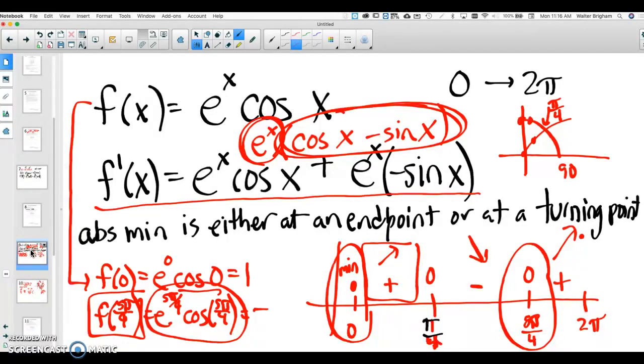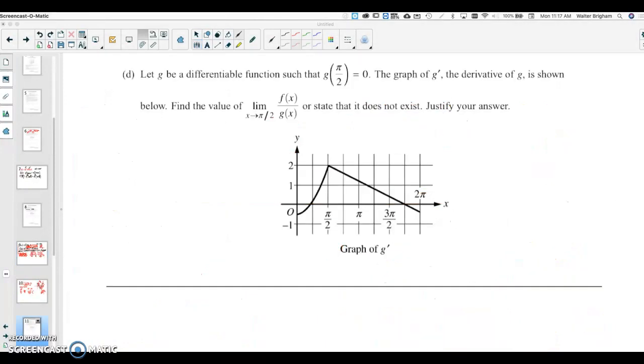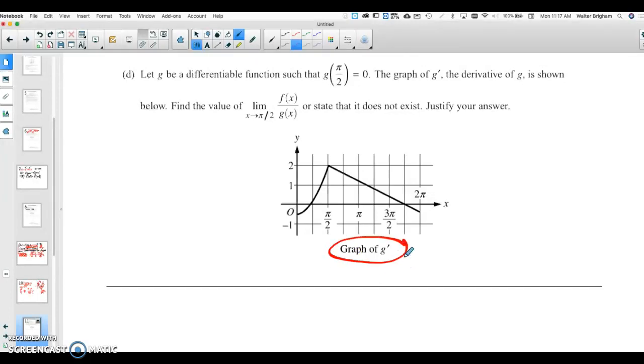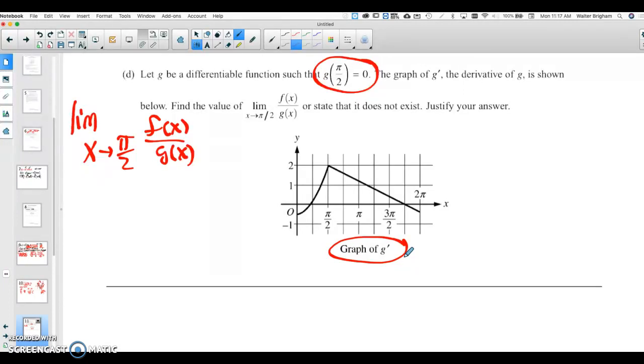Last part. Let's take a look. Okay, so the graph they're giving me is g prime of x, which is right here. And they're asking me about, say that g of pi over 2 is 0. I'm going to find the value of the limit as x approaches pi over 2 of f of x over g of x. So when we want to find the limit, we just put our numbers in, and we go from there. Okay, what is the value of, I need f of pi over 2 over g of pi over 2. Well, they told me g of pi over 2 is 0.